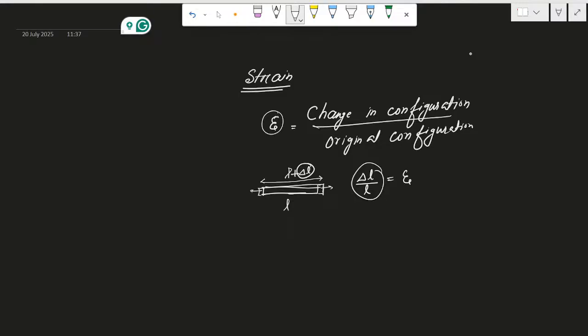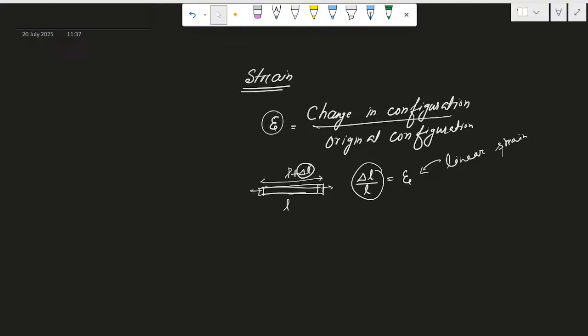And here we can say it is the linear strain. So strain is the change by the original. That means when you apply the deforming force, definitely deformation will occur. So the amount of deformation by the original, that is actually the strain.